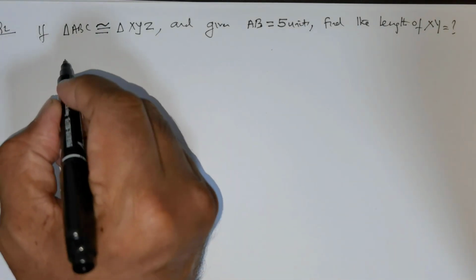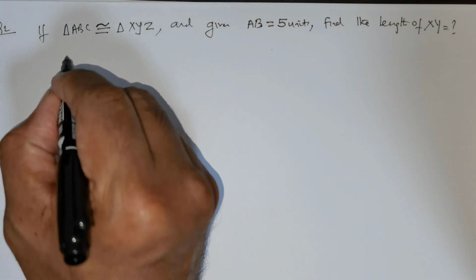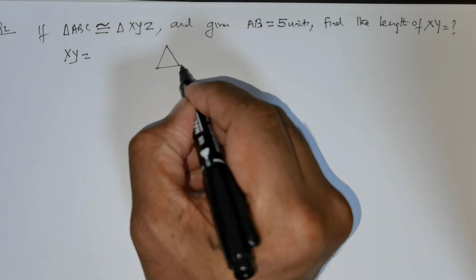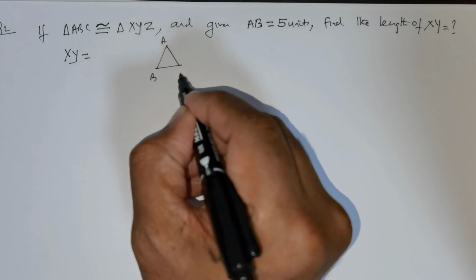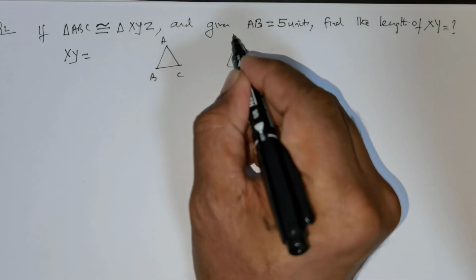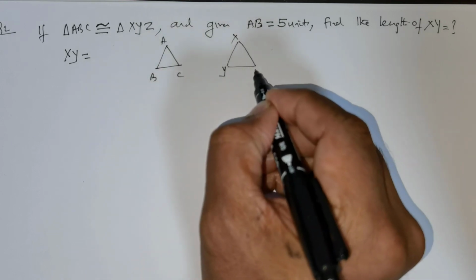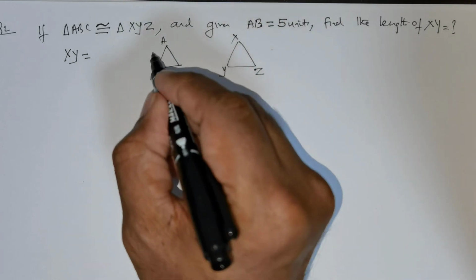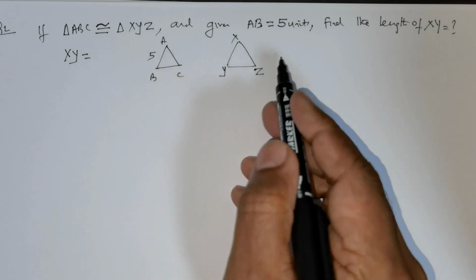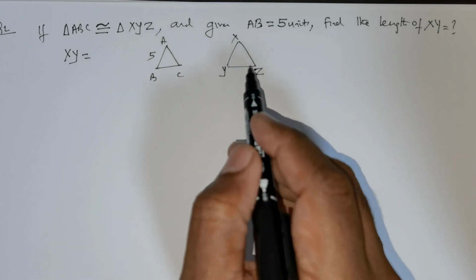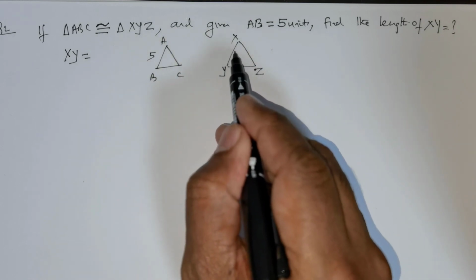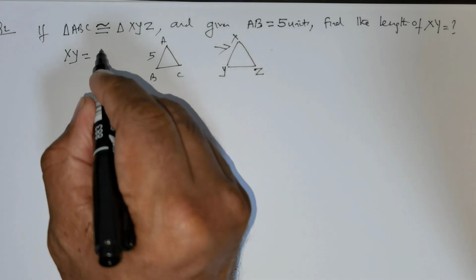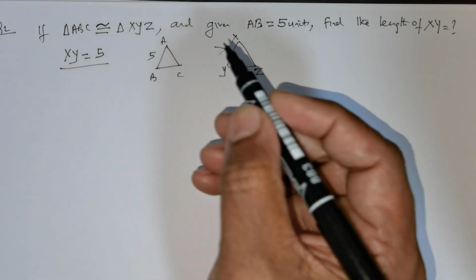So what would the solution be? What would XY be? Say, for example, you have this triangle A, B, C, and you got X, Y, Z. We have been given AB is 5 and both the triangles are congruent, we are asked to find what is XY. We need to know what is XY. So what would your solution be? Now clearly XY will also be 5. Now how do I say that?